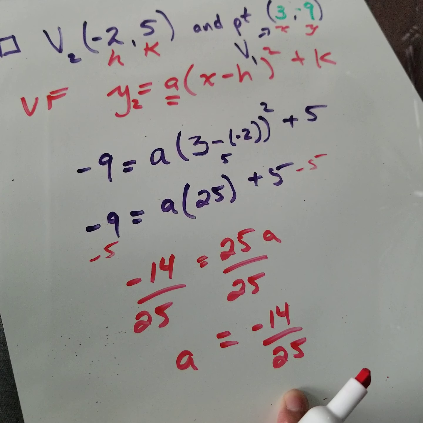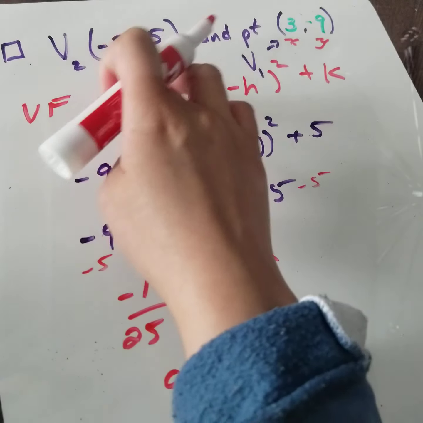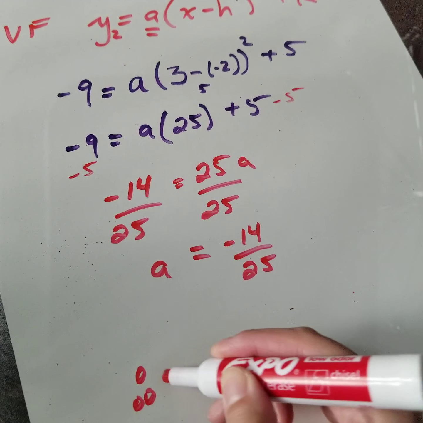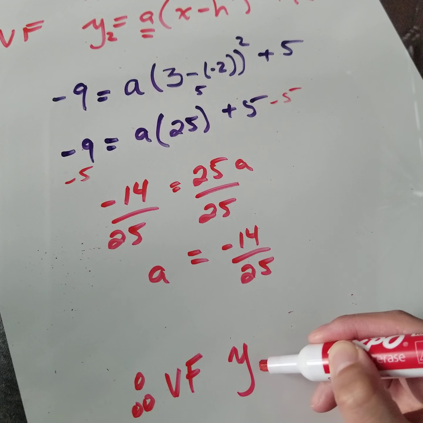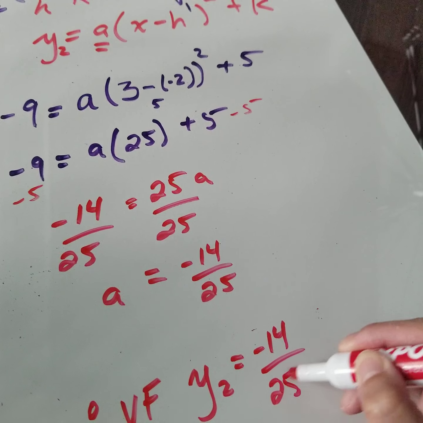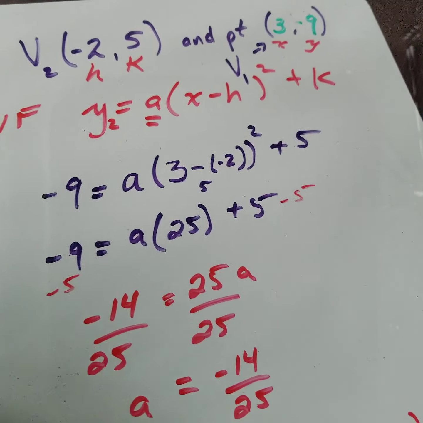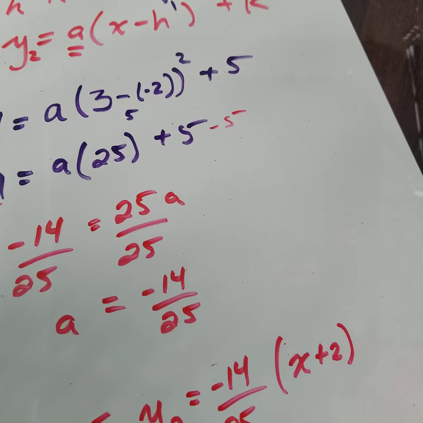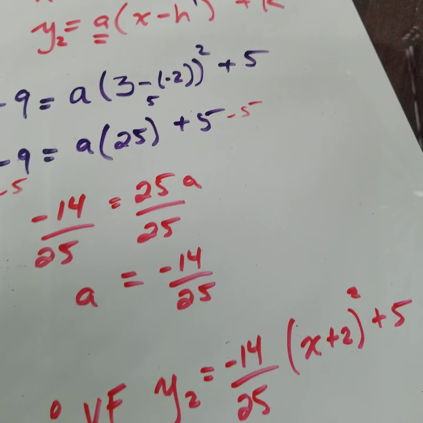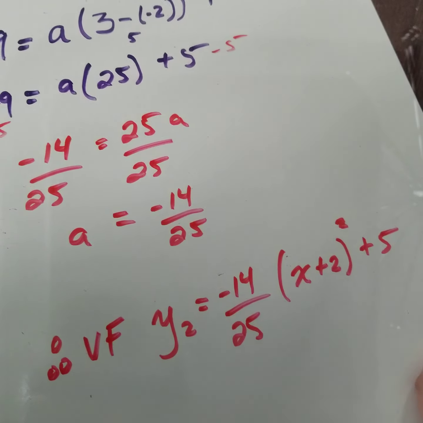So let's write our final equation for the parabola. This is our a value, and we have the coordinates of the vertex of h and k. So let's write, therefore, in vertex form, y2, the second parabola, is equal to -14 over 25 (x plus 2). So our value here was negative. When we put it in here, it becomes positive. It's going to get squared. And then we're going to add 5. So let's check if this equation actually matches our graph on Desmos.